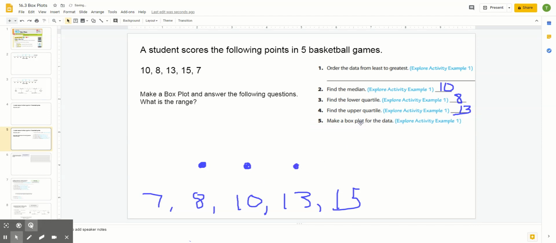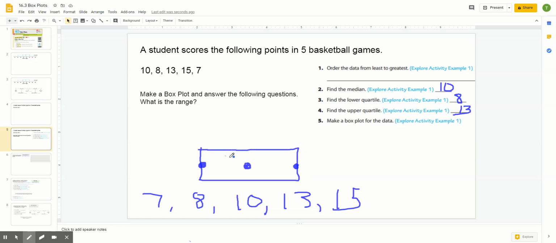And then lastly, make a box plot. What we want to focus on first is our quartiles and our median right there. Once again, this is my lower quartile. This is my upper quartile. And then in order to make the box plot, what I need to do is just connect it now to my two dots on the end like this.